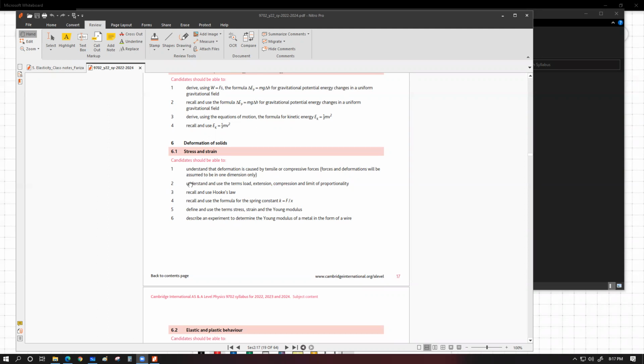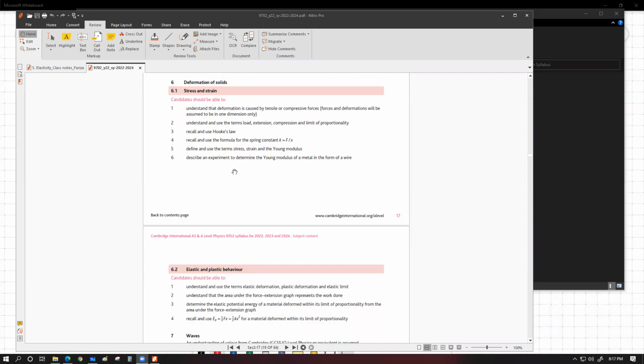So here we have stress strain. Understand the deformation is caused by tensile or compressive forces. Forces and deformations will be assumed to be in one dimension only.